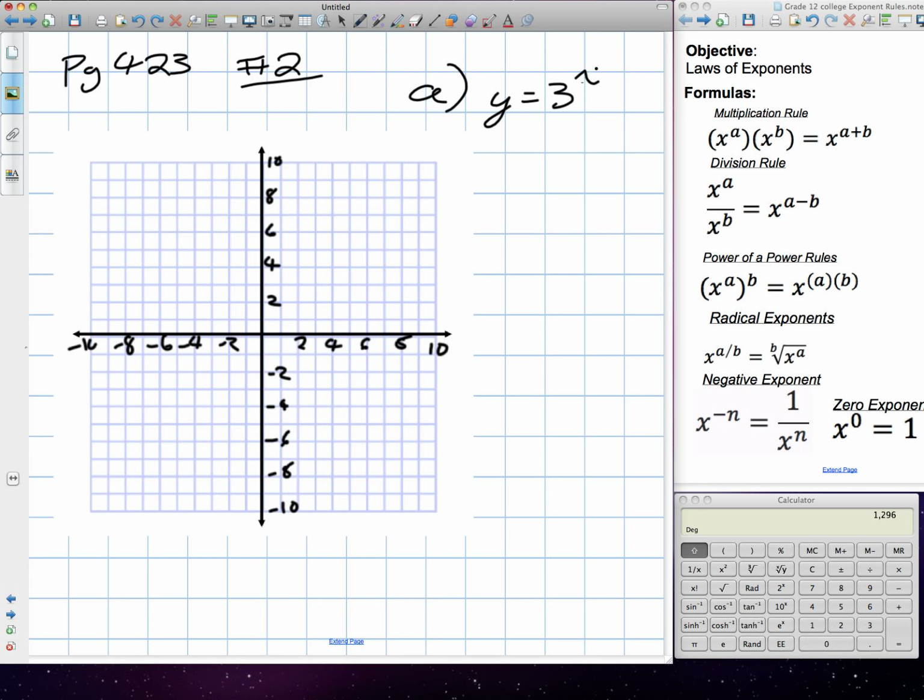We need the y-intercept. We need to sketch it. Sketch is spelled S-K-E-T-C-H. They want us to get domain and range, and a horizontal asymptote.